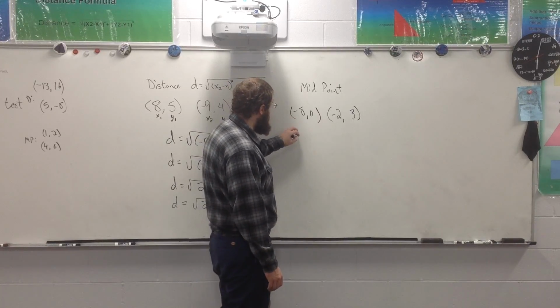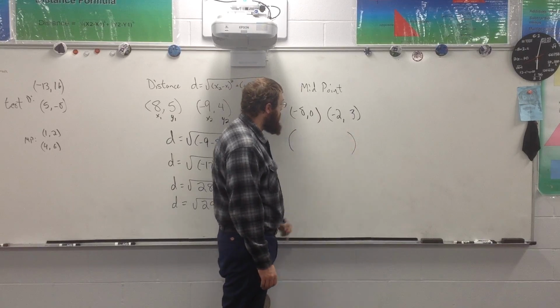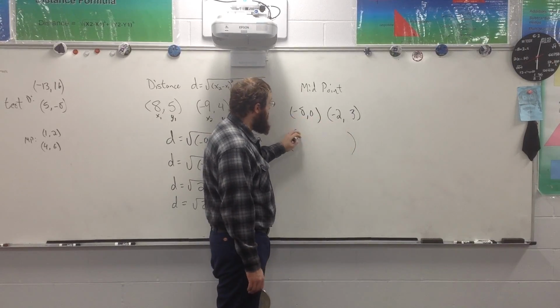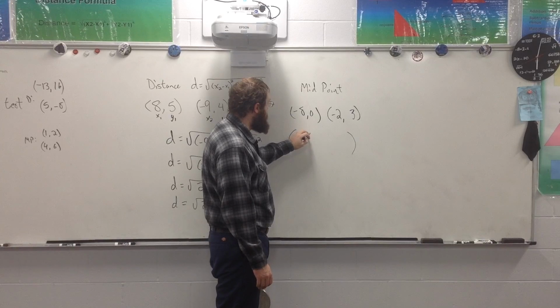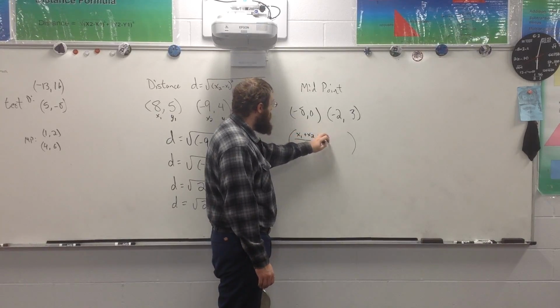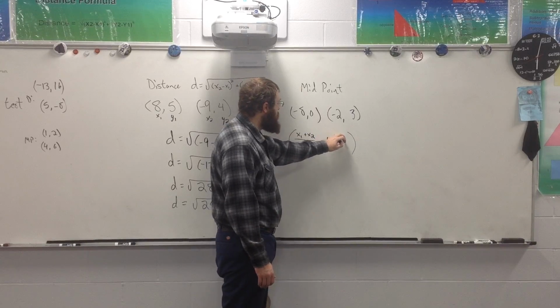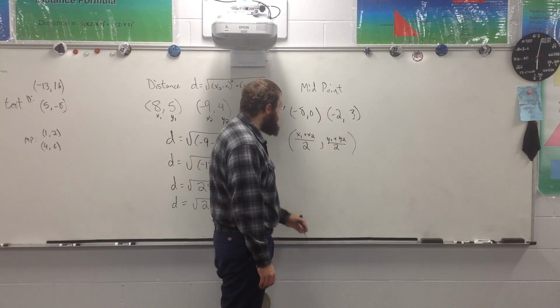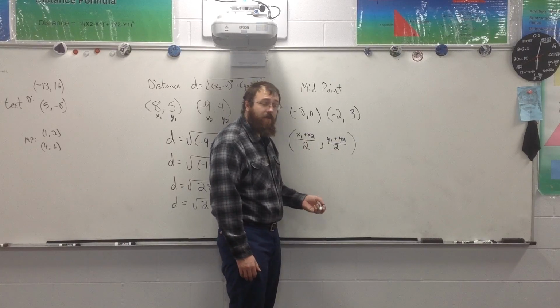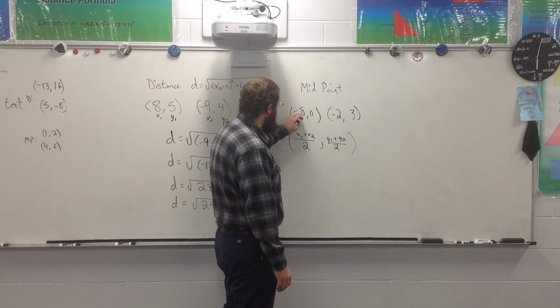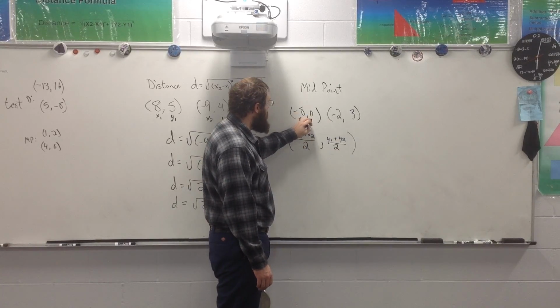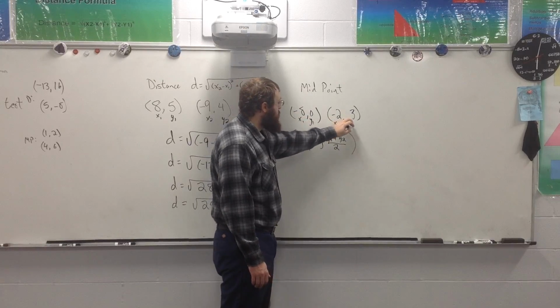The formula sets up almost the exact same way as what we were just talking about. It's the average of the x values, (x1 plus x2) divided by 2, comma, (y1 plus y2) divided by 2, the average of the x values and the average of the y values. So again, I always label out x1, y1, x2, y2.